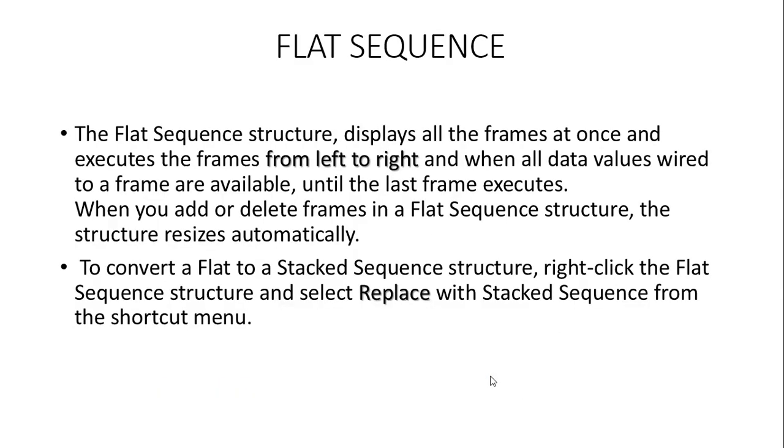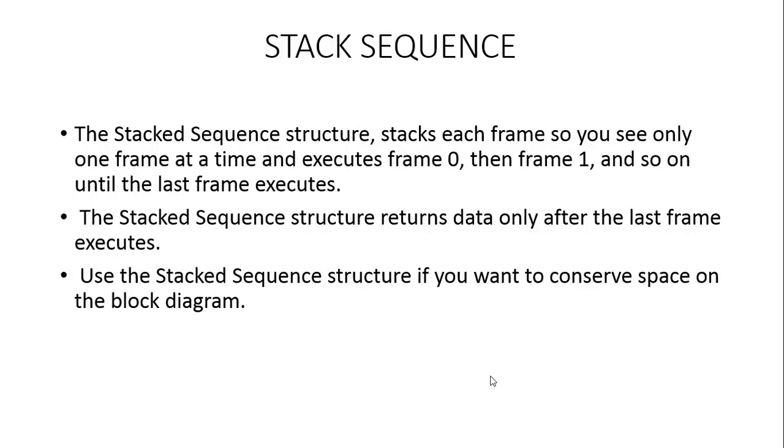Flat sequence structure displays all the frames at once and executes the frames from left to right, when all data values wired to the frame are available, until the last frame is executed. It is a critical condition. When you add or delete a frame in the flat sequence structure, the structure resizes automatically. To convert the flat sequence structure into a stacked sequence structure, right-click the flat sequence structure and select Replace with Stacked Sequence Structure.